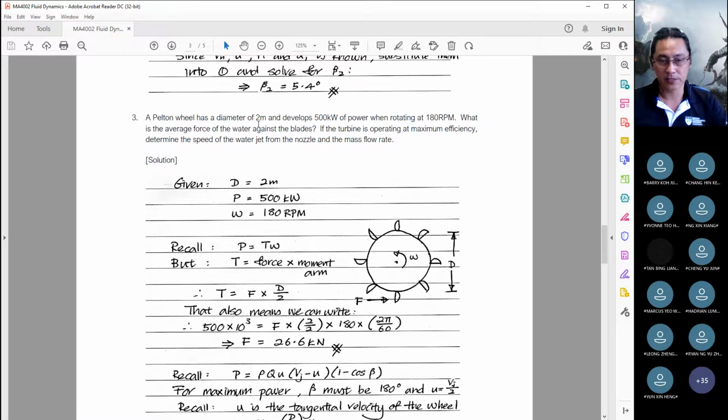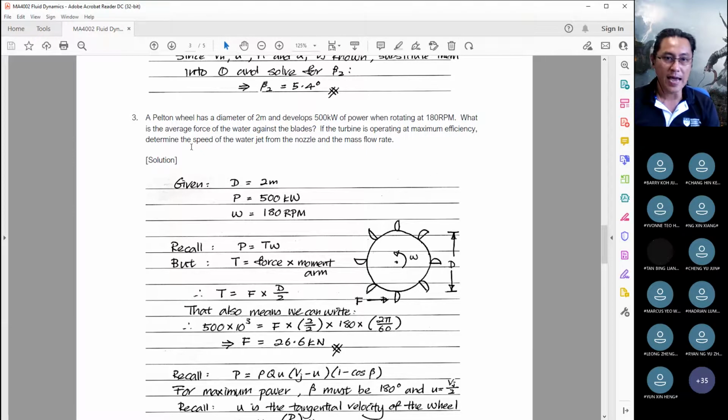Now, let's take a closer look at question 3. We've got a Pelton wheel, shown schematically here, part of my drawing. I don't know whether it looks like a Pelton wheel or a bloody sunflower. We have a Pelton wheel that has a diameter of 2 meters. We're told that it develops 500 kilowatts of power when rotating at 180 RPM.